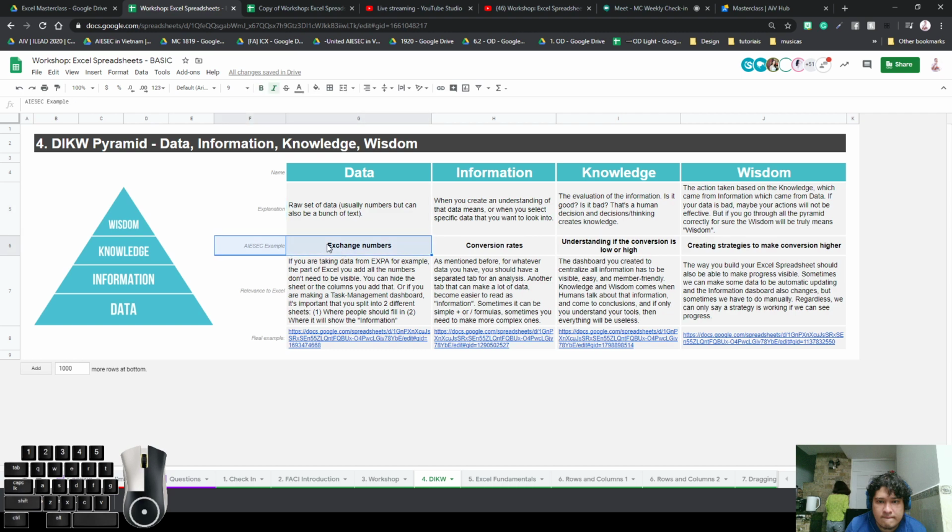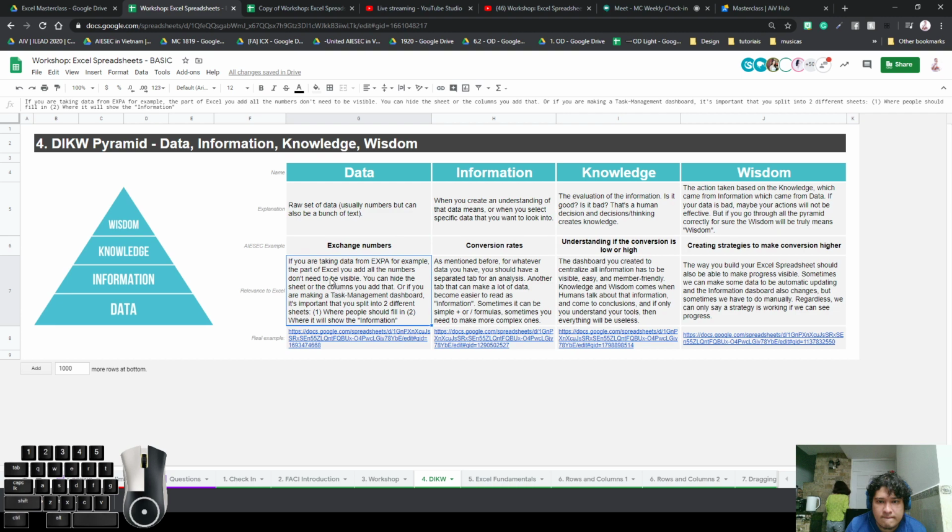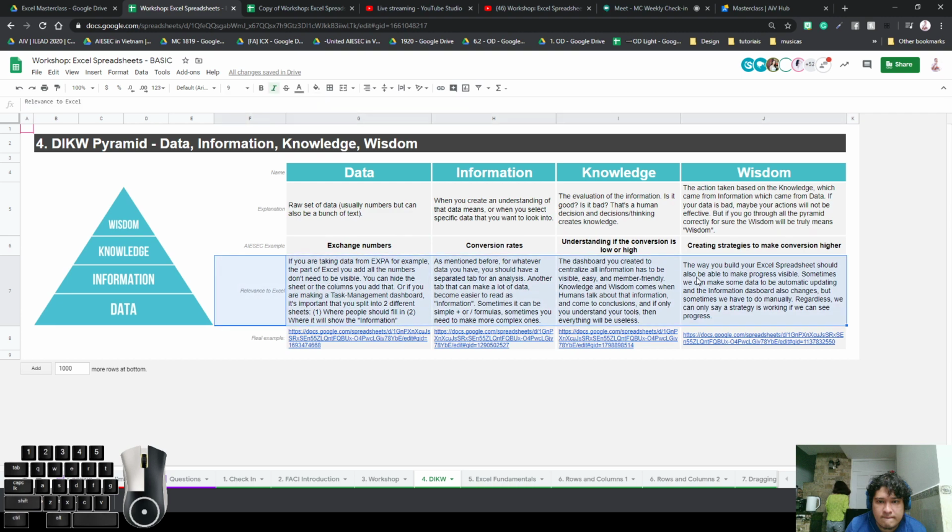One example is exchange numbers. So when you look there, okay, what are my exchange numbers? That's data for sure. What is the relevance for Excel? Okay, I'm gonna talk about this part later. So let's first explain the concept.